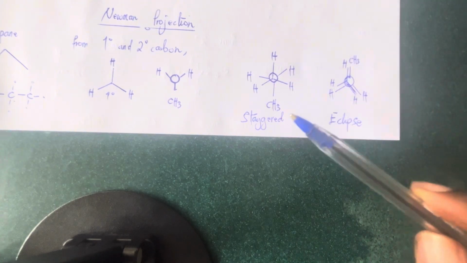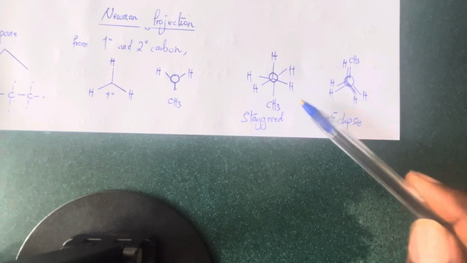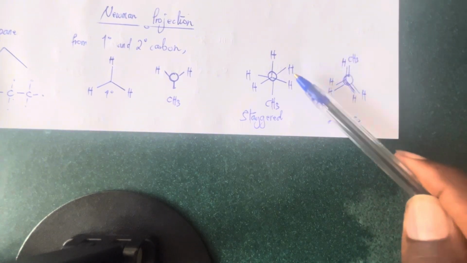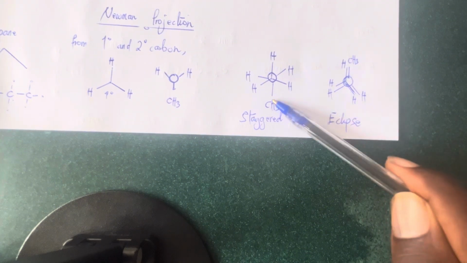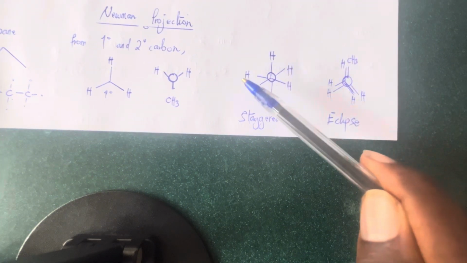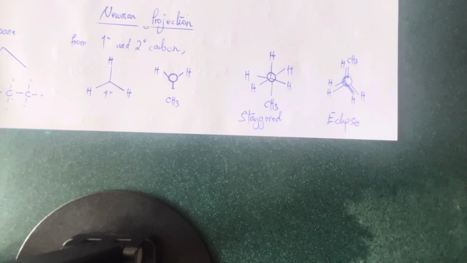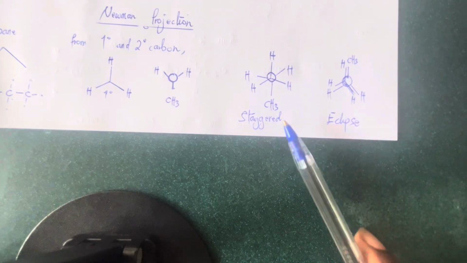This one is the staggered conformer, or the staggered conformation. This is where the atoms are directly opposite to each other. So you can see this hydrogen directly opposite to the methyl group. This is directly opposite to this. This is directly opposite to this. This is the staggered conformer.